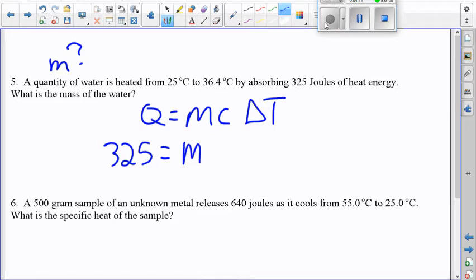Boom, roasted. My C is what? My C is 4.18! Because it's water!